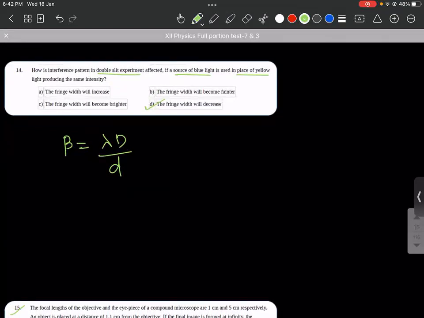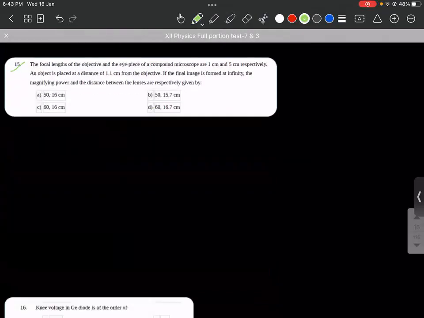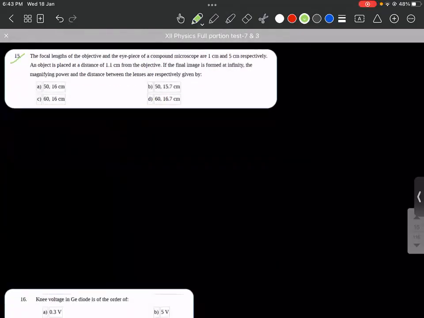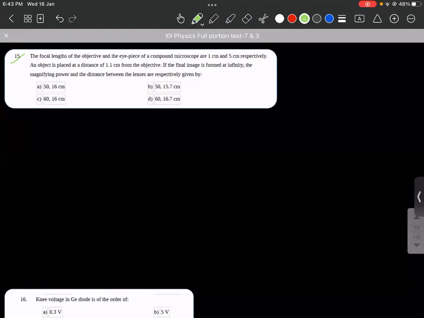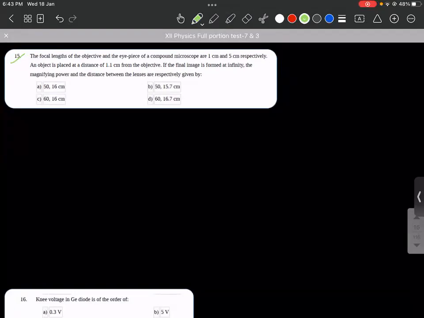Okay, sir, got it. The focal lengths of the objective and eyepiece of a compound microscope are 1 centimeter and 5 centimeter respectively. An object is placed at a distance of 1.1 centimeter from the objective. If the final image is formed at infinity, the magnifying power and the distance between the lenses are respectively.